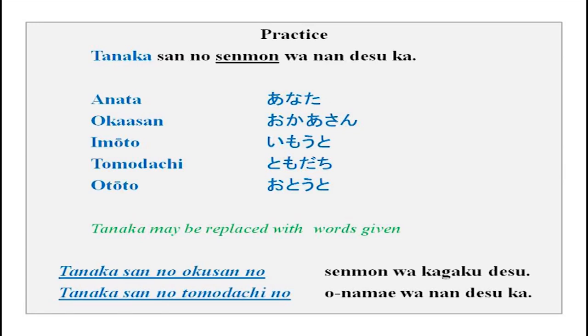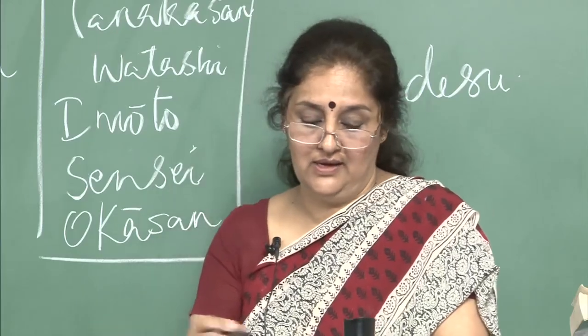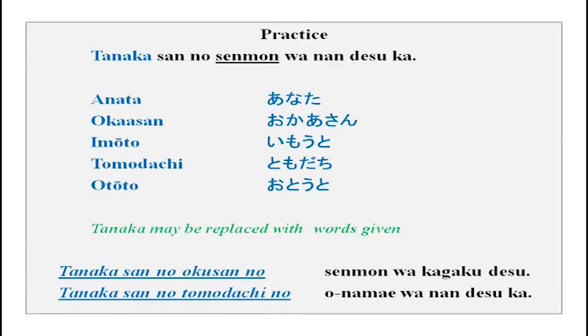Tanaka-san no okasan no senmon wa kagaku desu. And you can also put a ka over here, and you can ask Tanaka-san no okasan no senmon wa kagaku desu ka? If it is kagaku, hai kagaku desu. If it is not kagaku, iie kagaku dewa arimasen. So, you can have a small conversation over there. In a similar manner, Tanaka-san no tomodachi no onamae wa nan desu ka? You can ask a simple question.